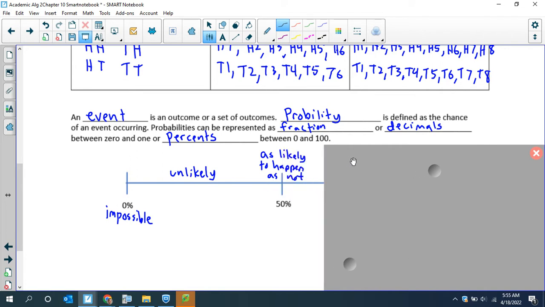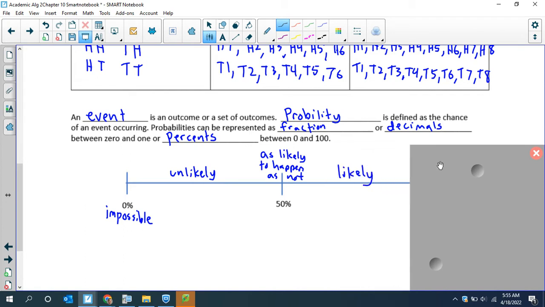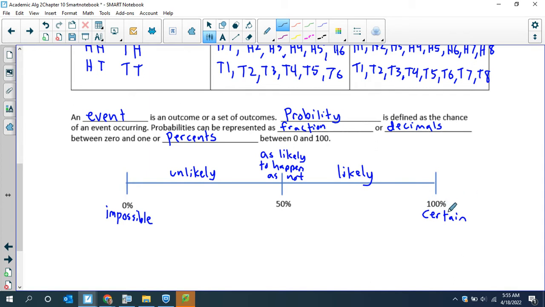Right at 50%, we call that as likely to happen as not, because at a 50% chance, you have half the chance of it happening, half the chance of it not happening. Between 50% and 100%, we'd say that's more likely to happen. And again, the closer you get to 100%, the more likely it is. So something like 90% is more likely to happen than 55%. And then at 100%, it is absolutely certain to happen. Not even a small chance that it's not going to happen.